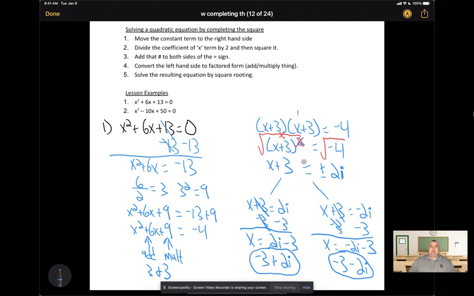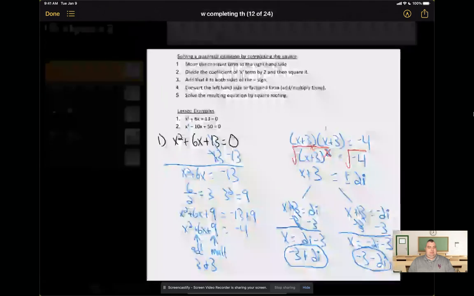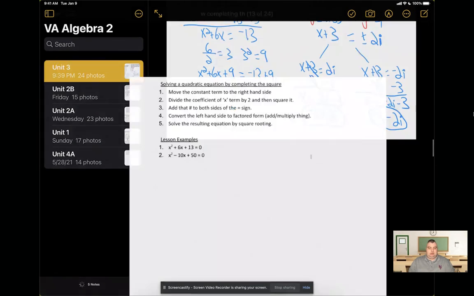So my two solutions to number 1, it's a quadratic. Remember, a lot of times quadratics have two solutions. The two solutions are negative 3 plus 2i and negative 3 minus 2i. So that's it for number 1. Let's do the same thing now, but now let's do number 2.